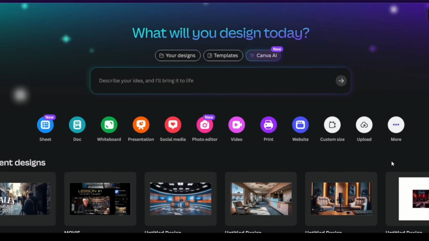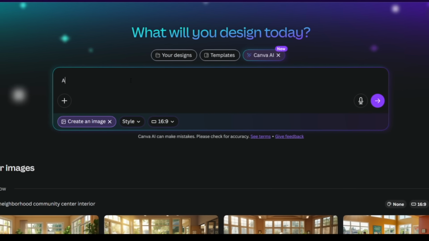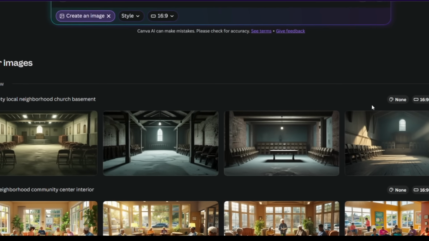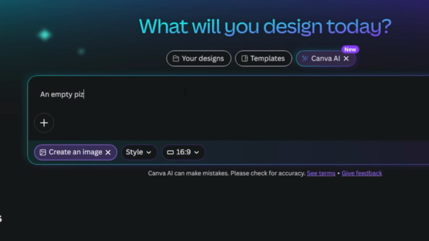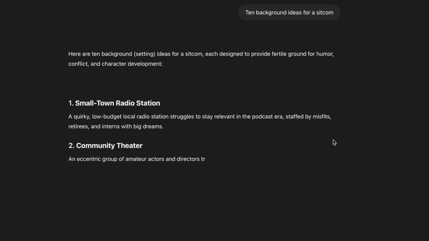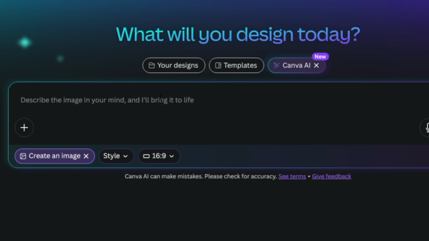The last time we popped into CANVA to look at their generative AI features, they were just introducing the concept, and it would be an understatement to say they've come a long way in a few short months. We're looking at their CANVA AI feature, and the icon can be found on the upper right of the screen when you log in. I asked ChatGPT to provide 10 ideas for potential scenes or backdrops for a fictitious sitcom, and immediately went to work to generate these backdrops.